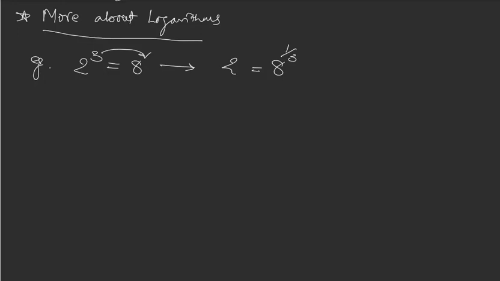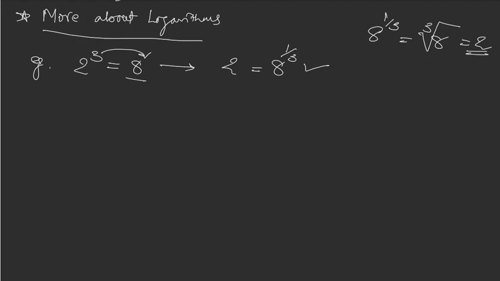And that makes sense. Why does it make sense? Because anything raised to 1 by 3 is the cube root of that number. And cube root of 8 is 2. Right? So this is correct. Like if you shift 3 over to the right hand side, it becomes 1 by 3. So this is absolutely correct. Now try to understand this relationship in the language of logarithms.